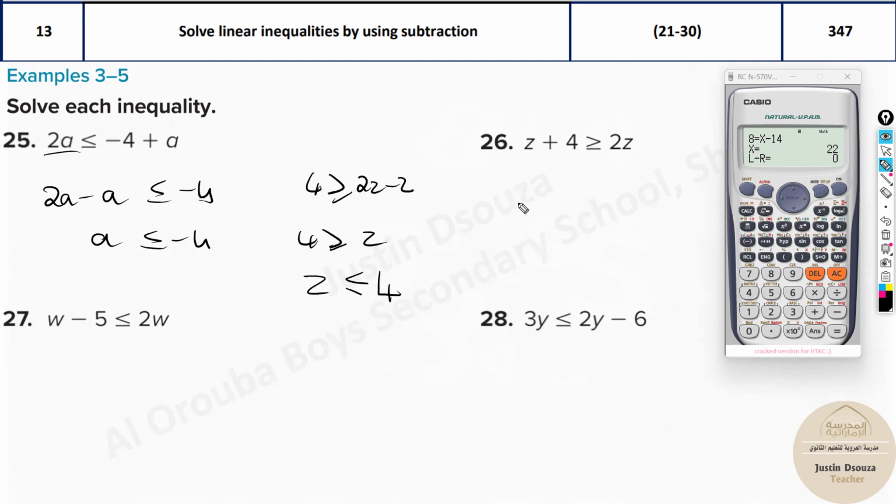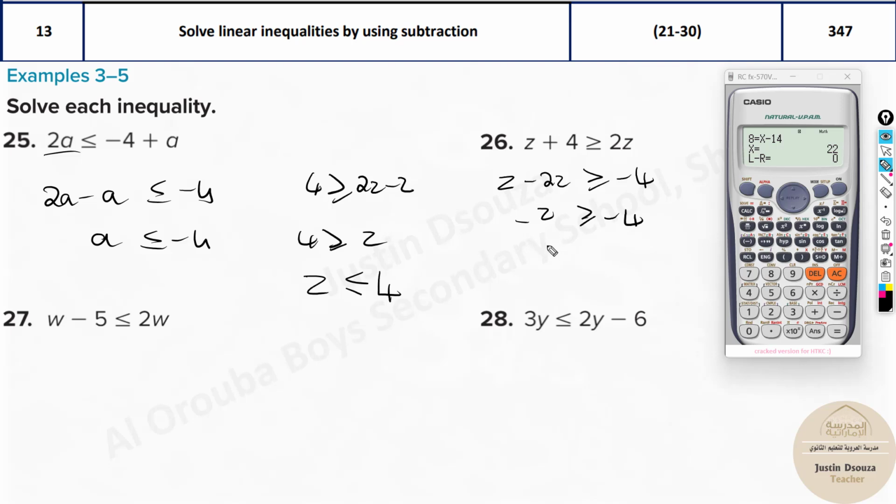Now we will do the other method. Let's move the 2z to the other side. It will be z minus 2z, which is greater than or equal to minus 4. Don't worry, just change the signs. Leave the symbol as it is. Now simplify. Even in this method, you will get the correct answer, but it's just that you're adding an extra step. And over here, it's not minus 2, it's minus z, because z minus 2z is minus z, greater than or equal to minus 4.